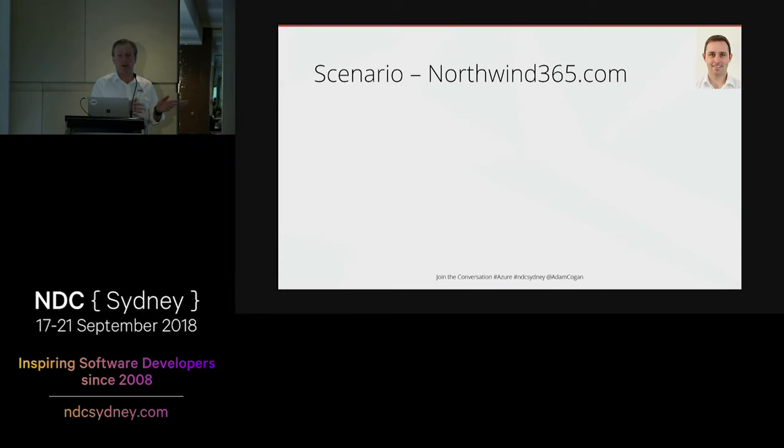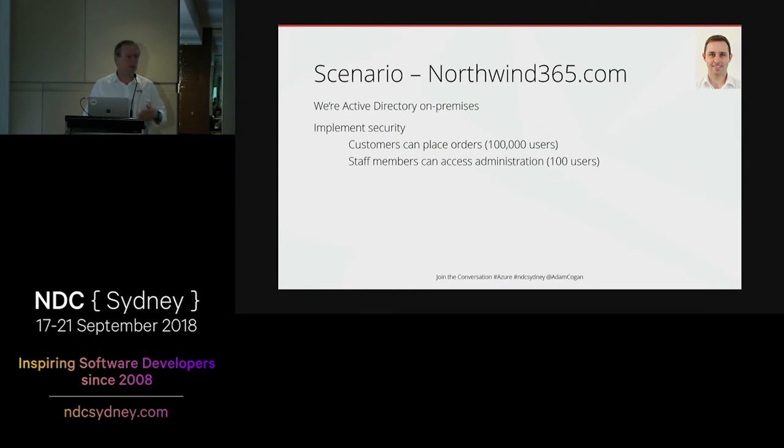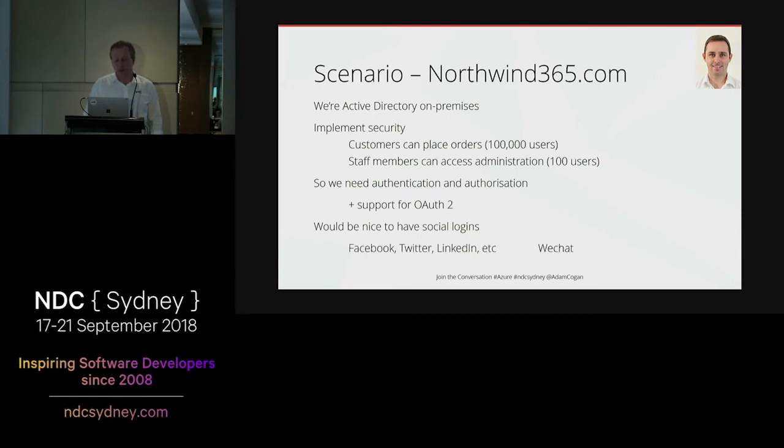Some companies roll their own. It's not that uncommon, especially in bigger companies, to have rolled their own security. We'll use the scenario where he's got 100,000 customers who might come on board and 100 users internally, something like that. So what does he need? Well, he needs OAuth 2 support. He wants social logins, I guess. That'd be cool. People want to log in with Twitter and Facebook and stuff.